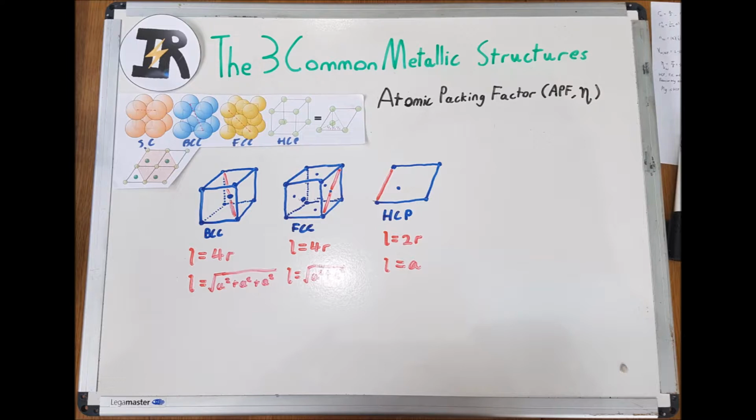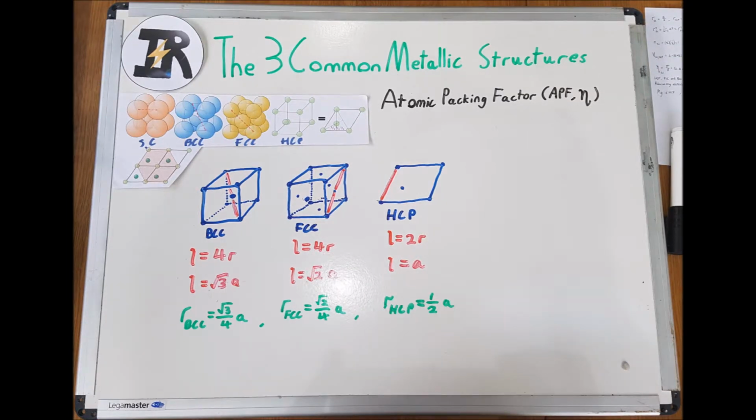In HCP, the distance L is the distance between two neighbouring atoms of the same x3 position, hence the value of L is also equal to A. Equating the two forms of L for each of the structures gives the relationship between R and the lattice parameter A. These values are root 3/4 A, root 2/4 A, and a half A respectively for BCC, FCC, and HCP.